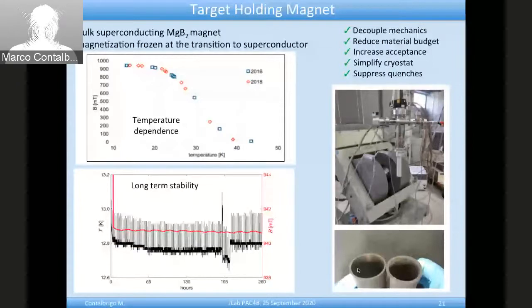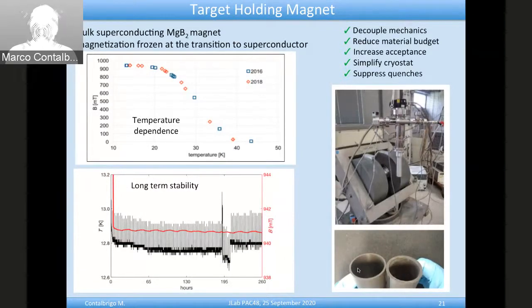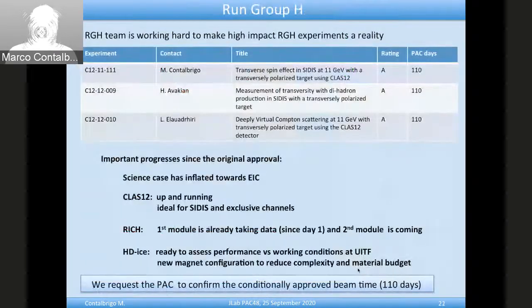On the left, you see the working principle. When you go down in temperature, you are able to trap the magnetic field, in this case up to one Tesla, with a few millimeters of material, and keep it for long times. In this case, it's 10 days on the bottom, but we kept it also for 1 month, provided that you keep it cool. So this is a brilliant solution that will simplify the setup in favor of the physics.